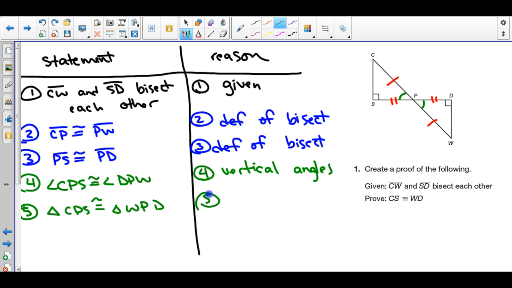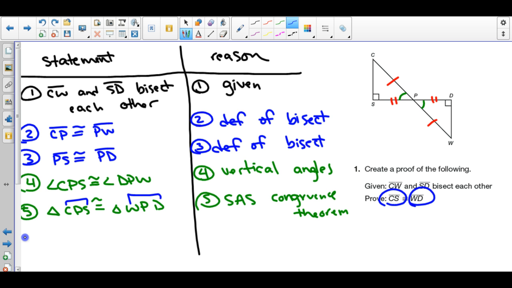And let's take a look at the theorem real quick. Again, we have a side and then an angle and then a side. So it's going to be SAS, congruence theorem. And then again, at the very end, now that we have this congruence statement, let's take a look at our letters here. I have CS, my first and third letters. This is what we're trying to prove, that CS is congruent to WD, and it also ends up being the first and the third letters.